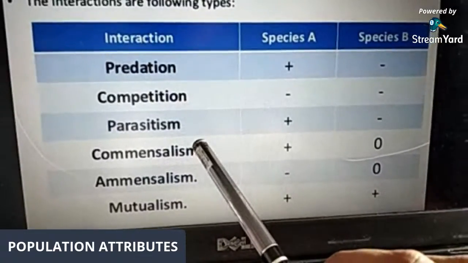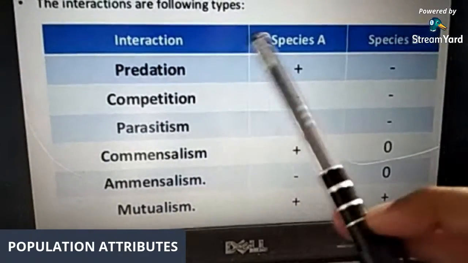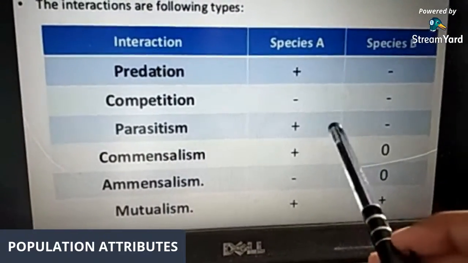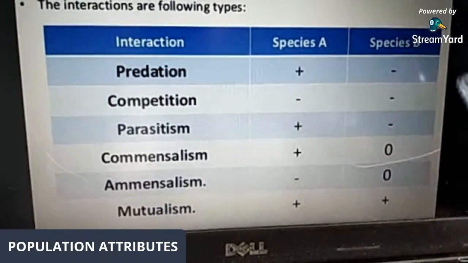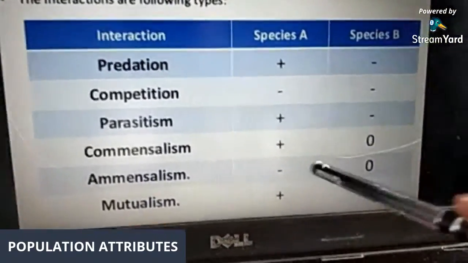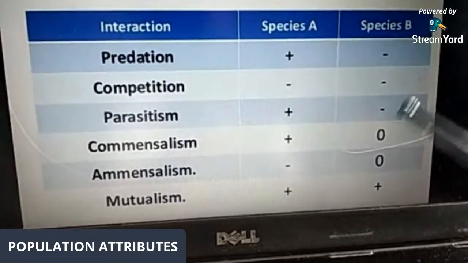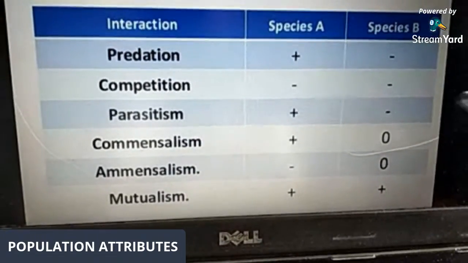Okay. Next one is parasitism. Parasitism is similar to predation. One species will be benefited and the next species will be harmed. Next one is commensalism. Here one species will be benefited but the other will neither be harmed nor benefited. Clear? No changes will be there.